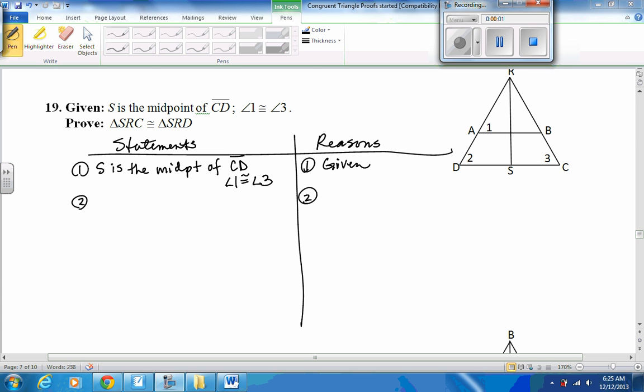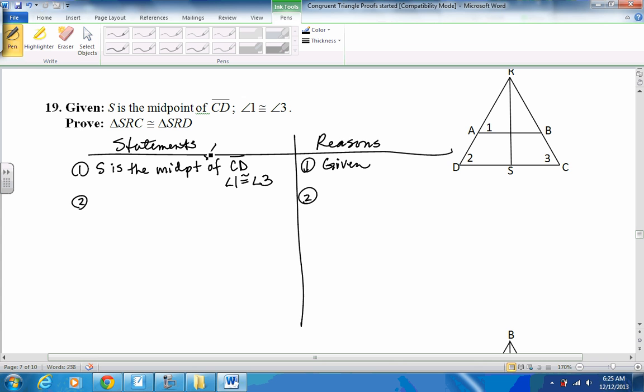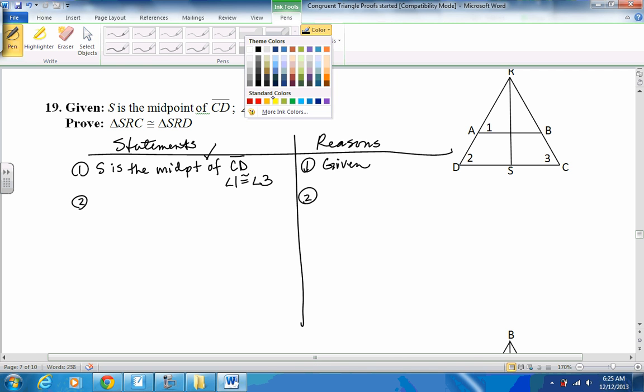Okay, we're starting with what they give us, or maybe you've got a couple other things and you start a different way. That's okay. I'm going to go ahead and start with the first statement. S is the midpoint of CD. Actually, I've got a couple triangles here, so maybe instead of doing that, we'll trace the triangles.